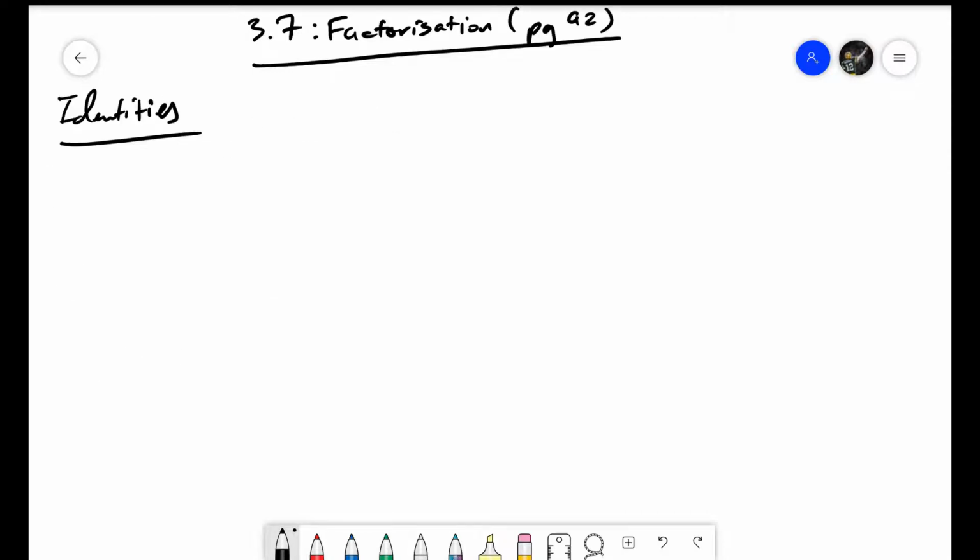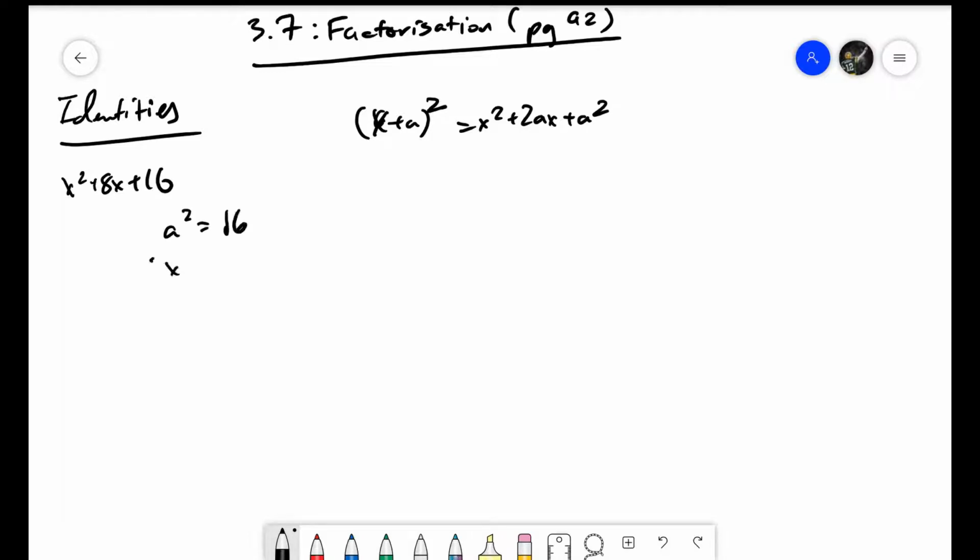The next factoring technique is to factor using identities. So first example is factorize x squared plus 8x plus 16. This is an example of the x plus a squared identity, which is equal to x squared plus 2ax plus a squared. In this case, a squared equals 16, and 2a equals 8, which means that a equals 4. So this is equal to x plus 4 squared.